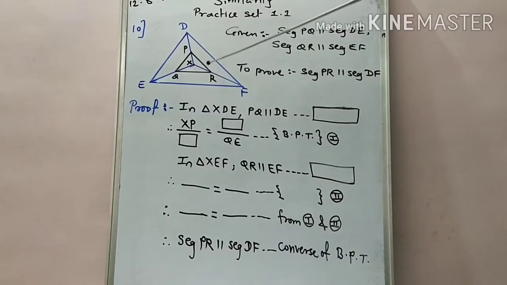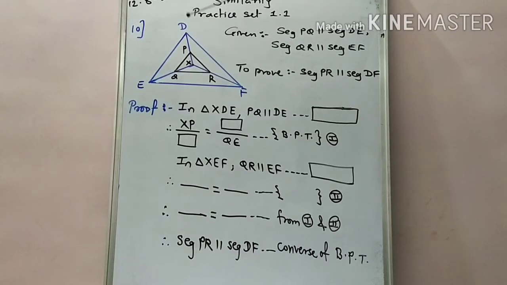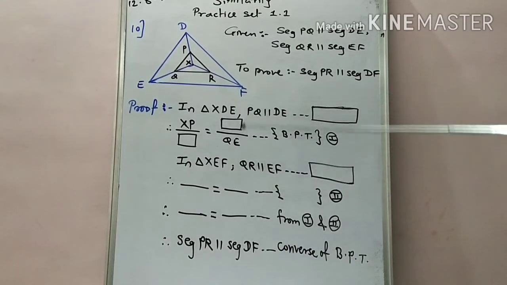The given part is that the point X is an interior point of triangle DEF, and X joins the vertices of triangle DEF. Then we also notice that we are taking 3 points P, Q, R, and we are given that segment PQ is parallel to segment DE and segment QR is parallel to segment EF, and then we have to fill in the blanks, meaning we have to complete this activity to prove that segment PR is parallel to segment DF.